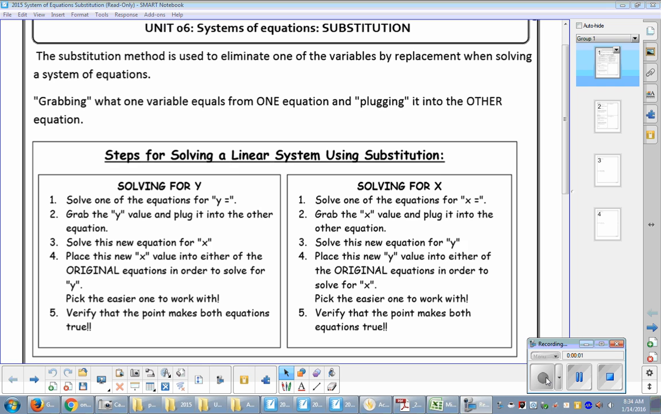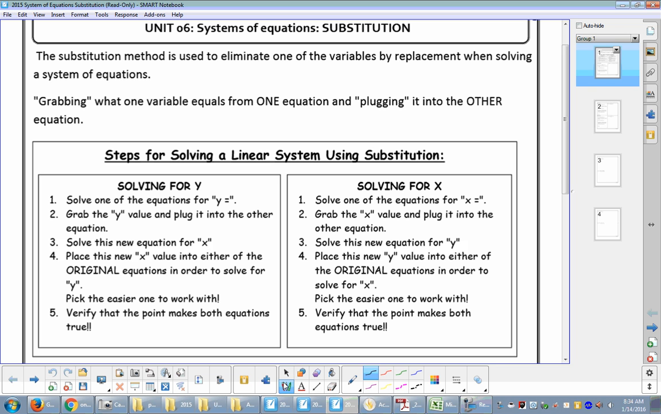So this is now the second way of solving systems of equations. The first was graphing. The second one will be substitution. The substitution method is used to eliminate one of the variables by replacement when solving a system of equations.